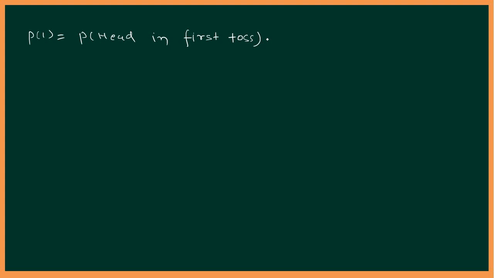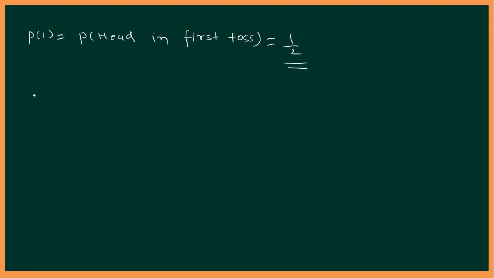Okay, so when we are tossing a coin, what will be the probability that we will get head in the first attempt? Definitely it will be 1 by 2, because there are only two outcomes in the sample space, head or tail. So the probability of getting head is half, and the probability of getting tail is also half. So the probability of getting head in the first toss will be 1 by 2.